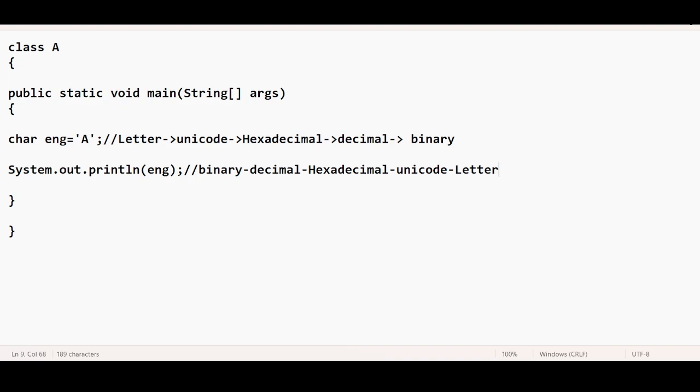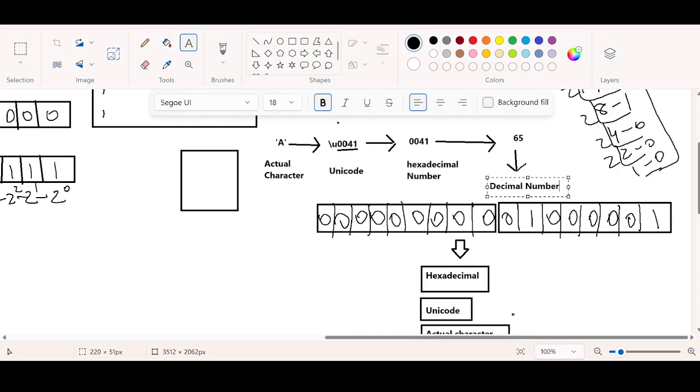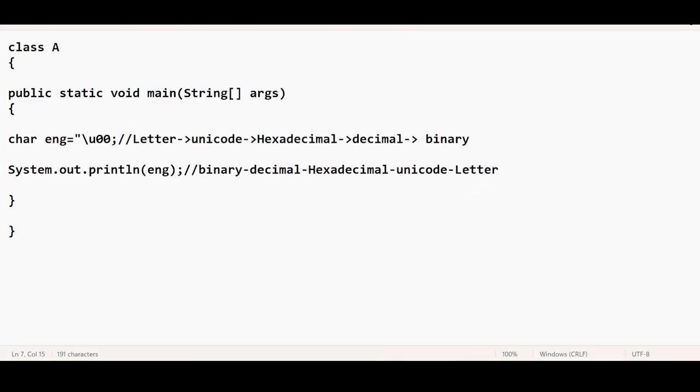Focus here. I can possibly assign three values here. Firstly, I can directly assign a letter if I wish. Secondly, I can directly assign the Unicode if I want. What is Unicode? \u followed by 0041. Enclose this in single quotes, not double quotes, single quotes.